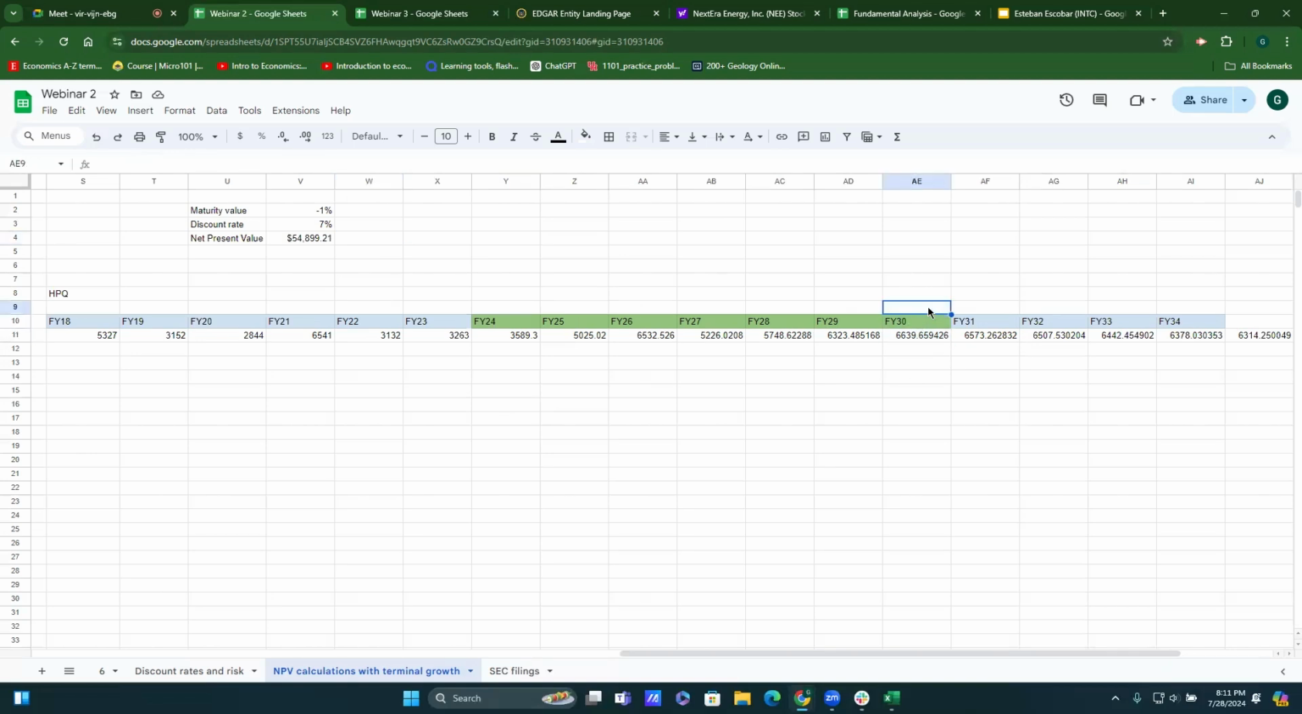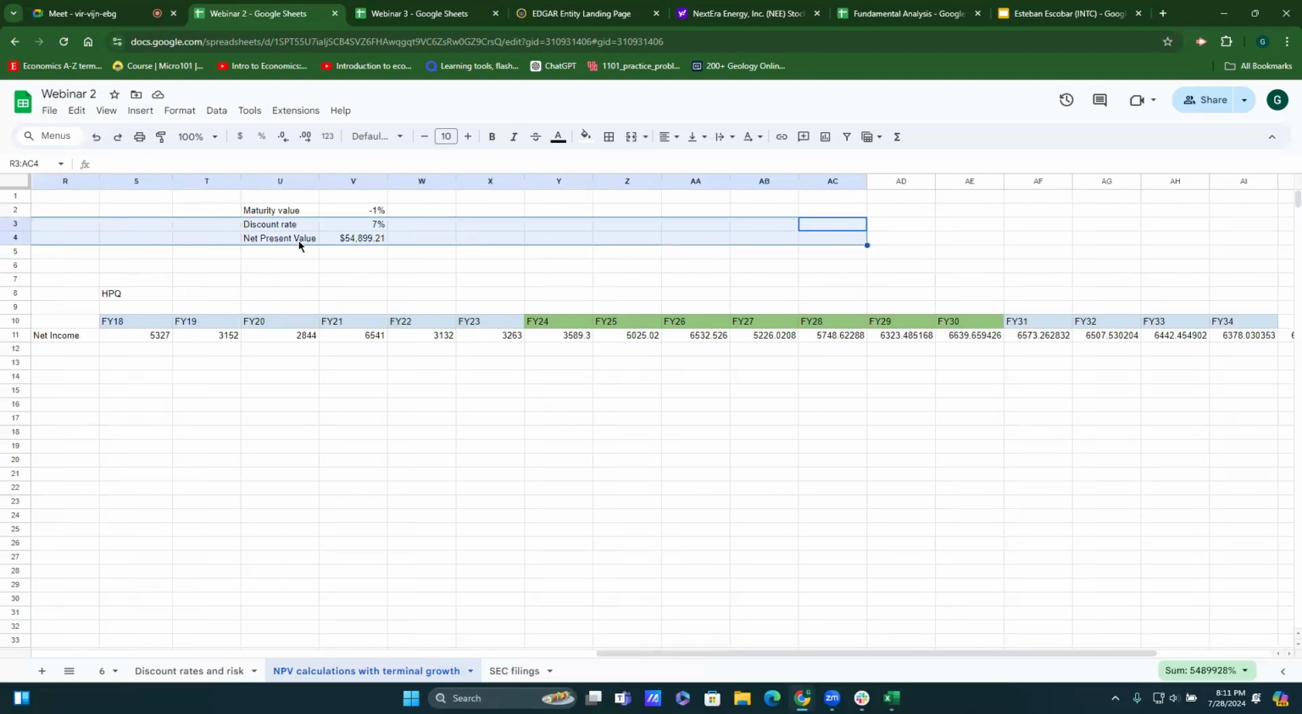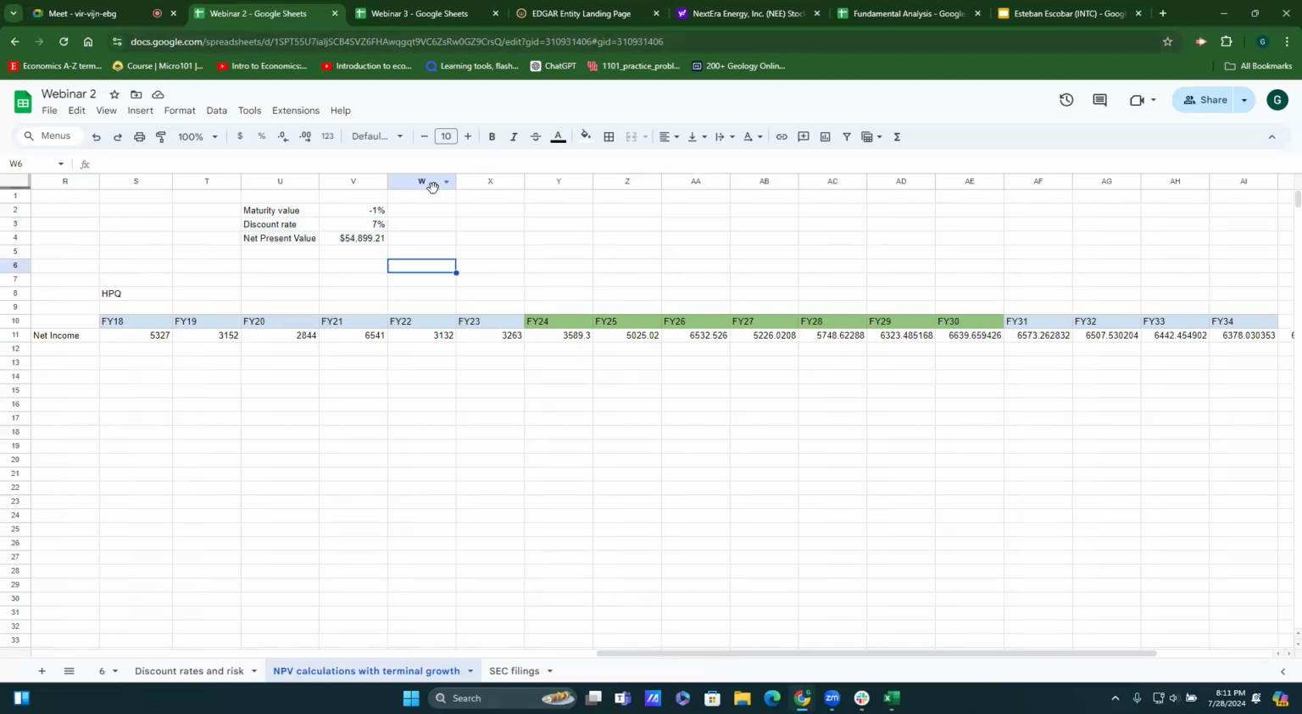It's not going to be gone at fiscal year 30. I really hope HPQ isn't a defunct business in fiscal year 30. You can't just stop your cash flow here. You've got to continue it. But the best way to continue that is not to make these crazy assumptions, because you really don't know what's going to happen in those fiscal years. So that way you just set the maturity value, and that's kind of where that -1% comes in. All right, so that's just a pretty brief summary of that.